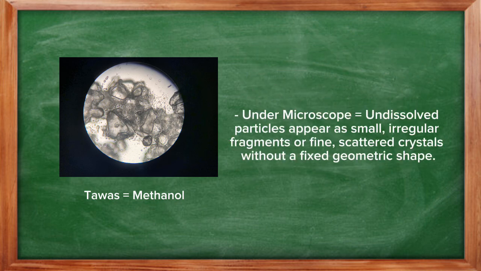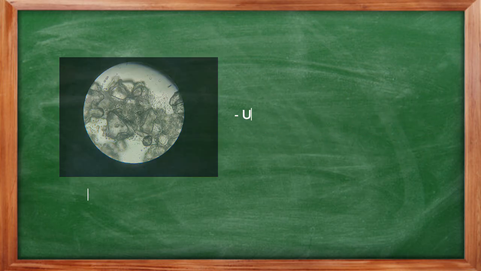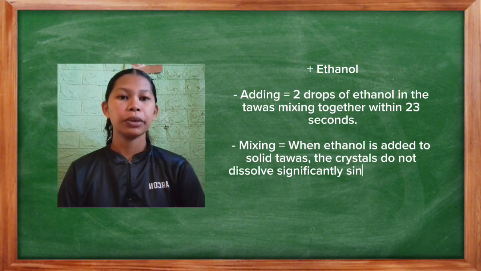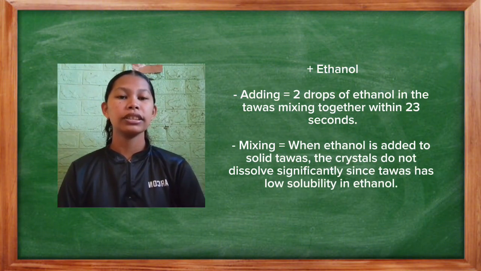Under microscope, undissolved particles appear as small, irregular fragments or fine, scattered crystals without a fixed geometric shape. Ethanol in the tawas, mixing together within 23 seconds.